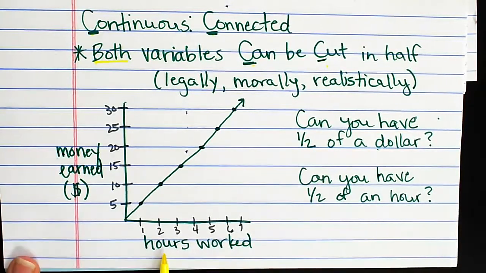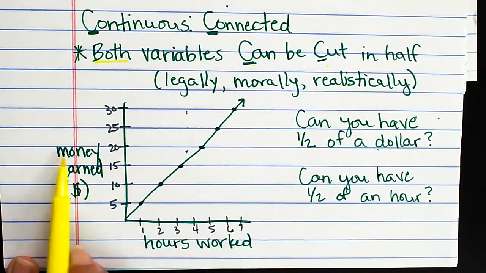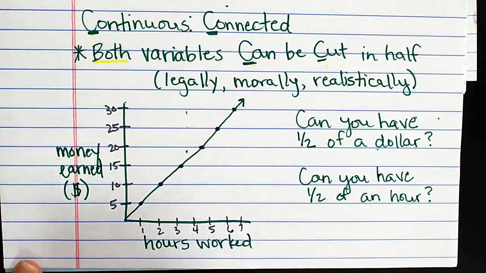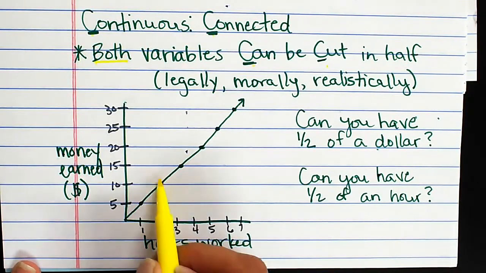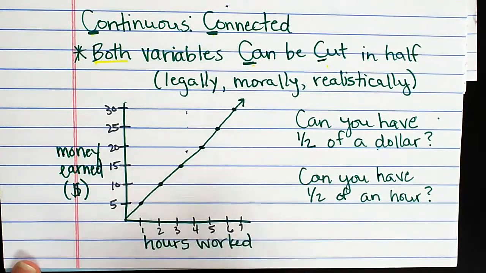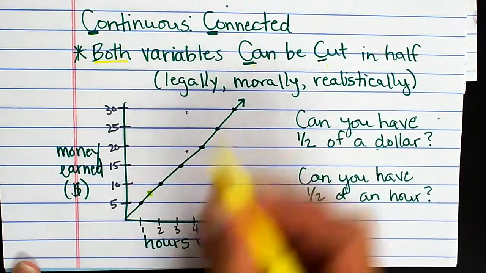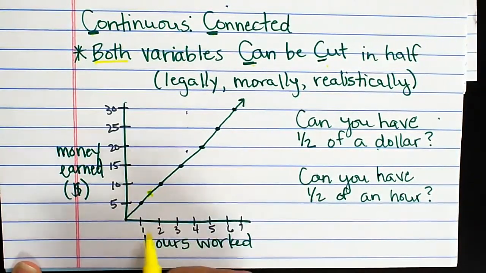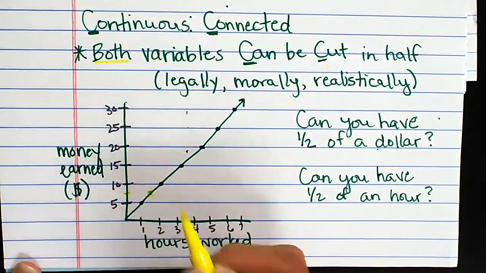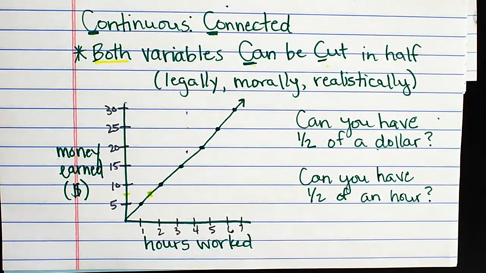Okay? So let's look at this example. We have the number of hours worked and the amount of money earned. Let's say you go into work and you work an hour, you make $5. So this one is $5 an hour. 2 hours, $10. 3 hours, $15. But what if you work 1.5 hours? Is it realistic to say for one and a half hours, I need to be paid $7.50? That's realistic. Working a half an hour is realistic. Earning half of $5 is realistic.